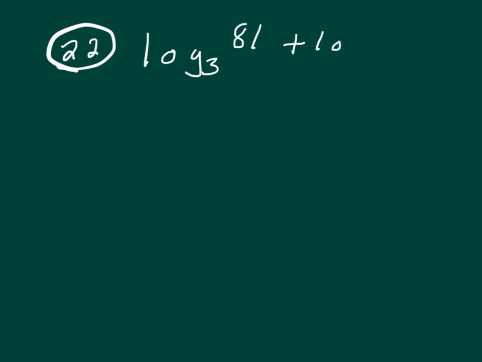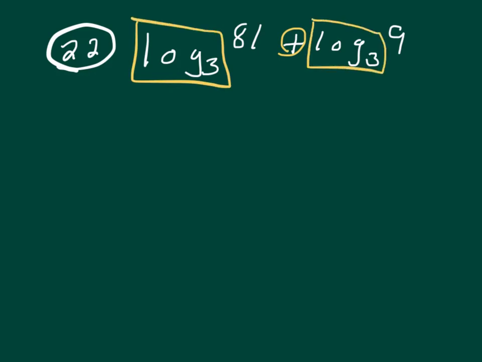Okay, let's take a look at number 22 next. It says log base 3 of 81 plus log base 3 of 9. And it says express as a single logarithm. Simplify if possible. Okay, in looking at this one here, let's see what I can do. First of all, what do I see? I see a plus there, and I see log base 3, log base 3. So let me ask the way I do in class. How many logs do I see?